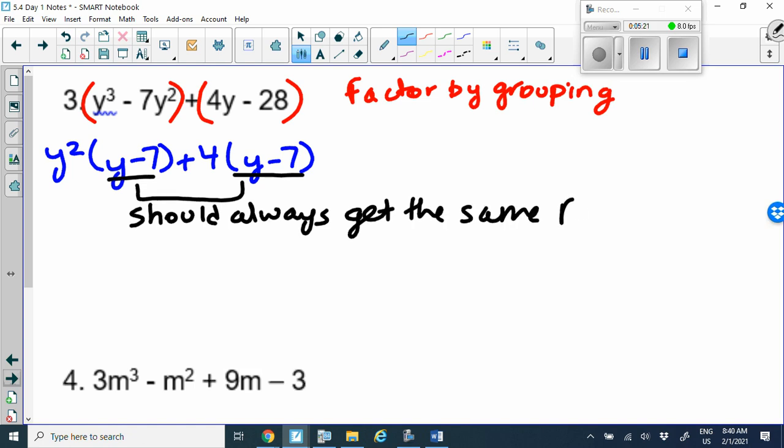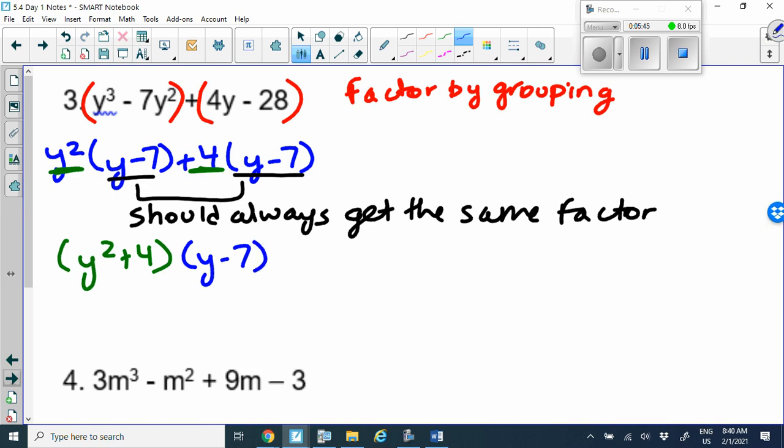So you should always get the same factor that is inside the parentheses. If not, you need to rethink how you did it, okay? Now, we're going to place these things together. So my y squared and my plus 4, I'm going to put that in a set of parentheses. And then my y minus 7, that's going to be in parentheses.